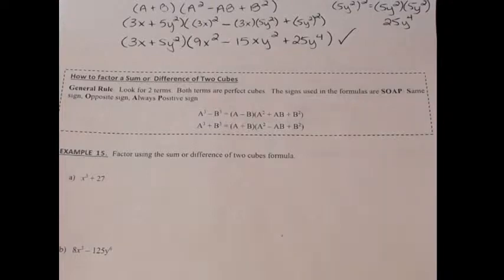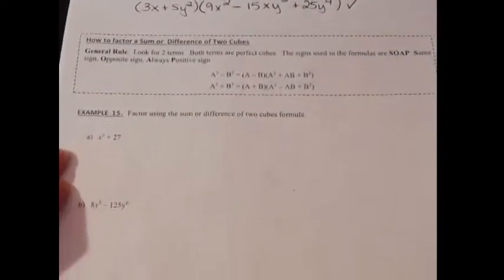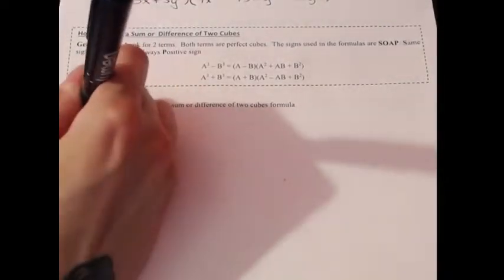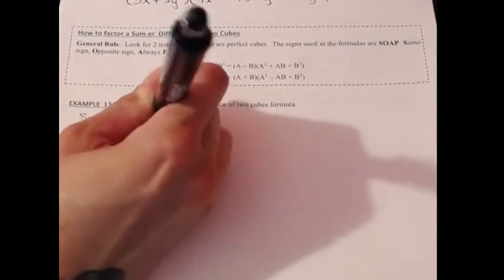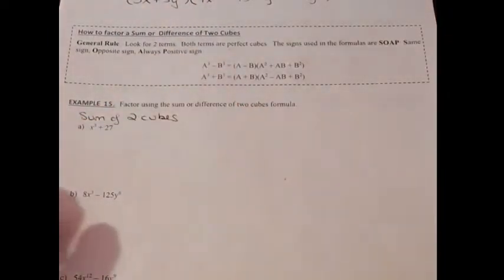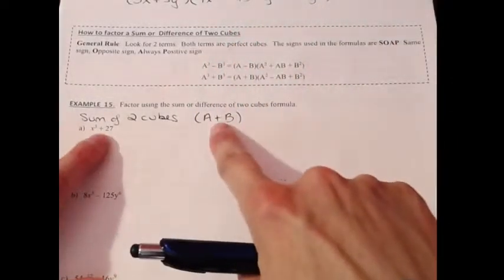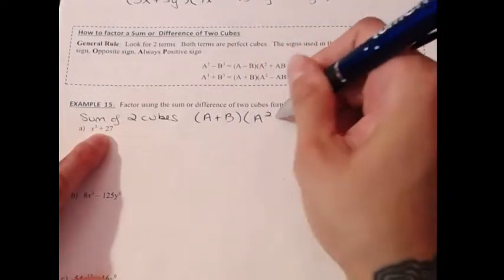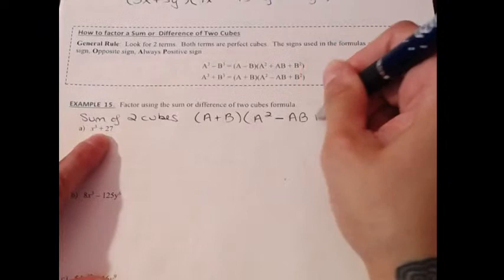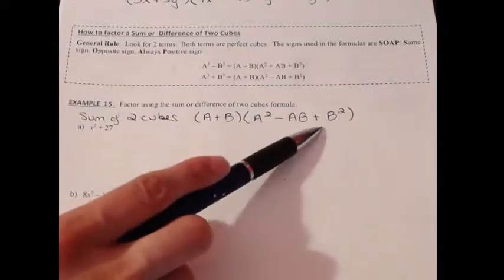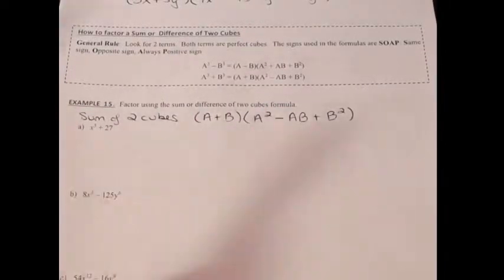All right, let's actually factor using the sum or difference of two cubes. Part A, we have x cubed plus 27. This is definitely the sum of two cubes, right? The formula for the sum of two cubes is A plus B, same, opposite, always positive. Okay? Same, opposite, always positive. 1, 1, 2, 2, 2. Sweet, 1 and 2 make 3. Cube, 3, right? Okay.